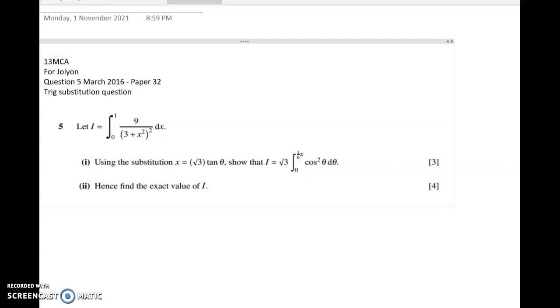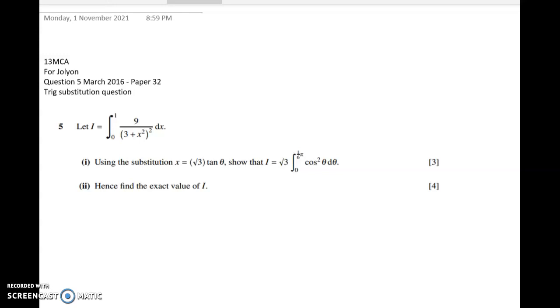Kia ora, Year 12. This is a great question from Jolyon from the March 2016 paper. It's a trig substitution question, and I think that it would have been fine even if they hadn't given you the "show that" part, but you just have to work quite slowly through the trig substitution.